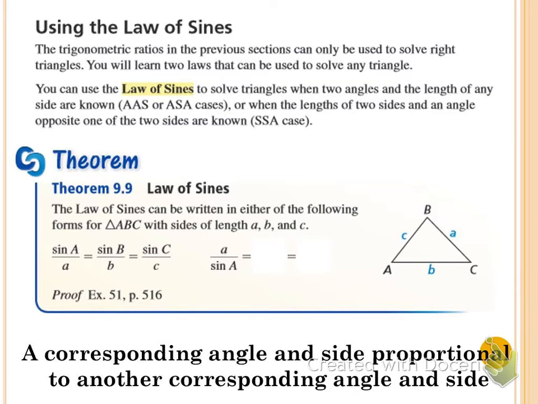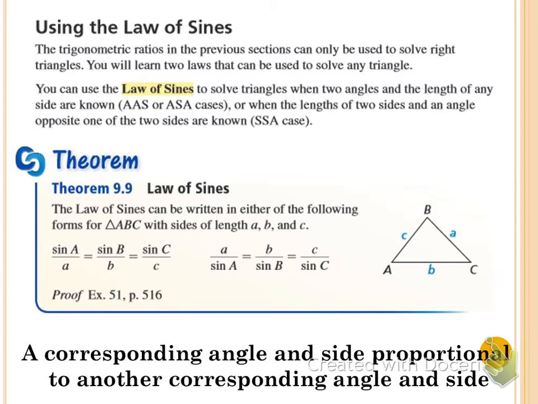Option 2, you could also set up where the sides are on the top. And sine of angle A would be on the bottom. So this is like an OR. So you could set up a proportion where a side is on the top, sine of angle A is on the bottom, side B is on the top, sine of angle B is on the bottom, and then side C over sine of C. So students ask, how do I know?